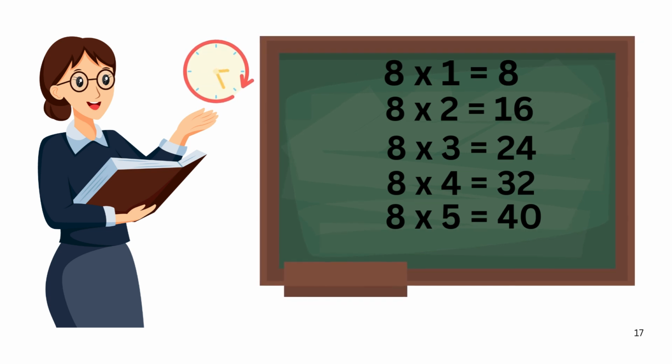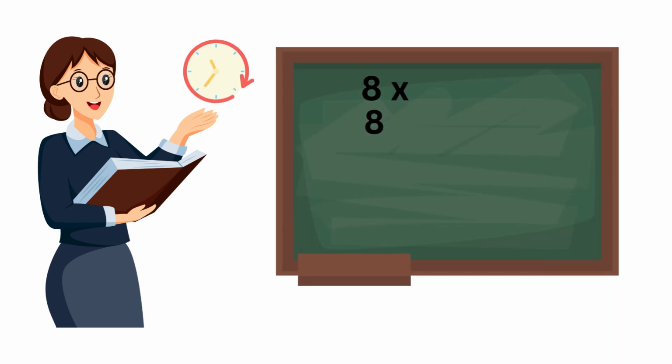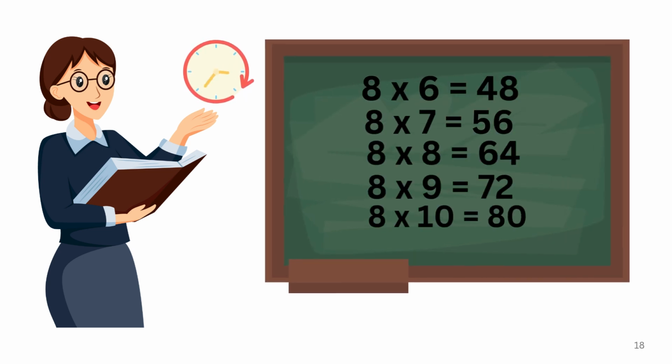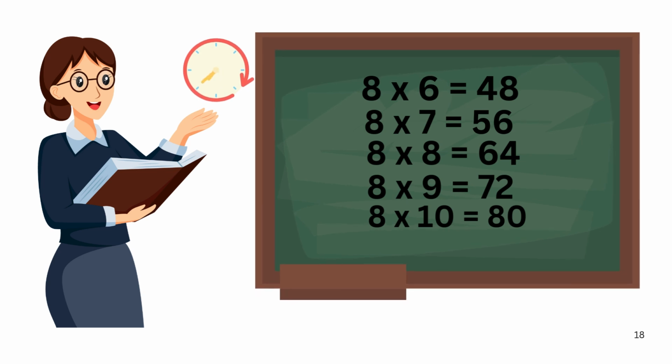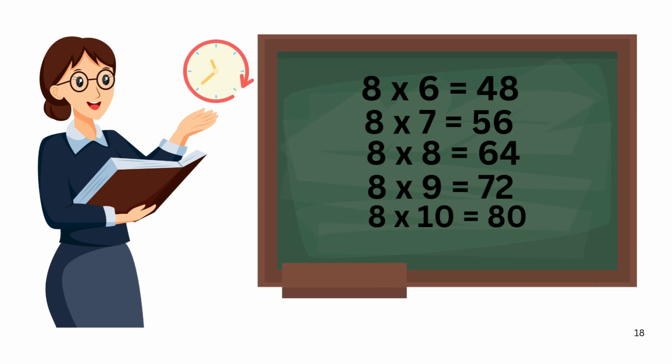8 multiplied by 2 equals 16. 8 multiplied by 3 equals 24. 8 multiplied by 4 equals 32. 8 multiplied by 5 equals 40. 8 multiplied by 6 equals 48. 8 multiplied by 7 equals 56.